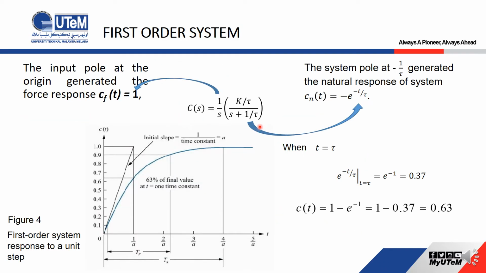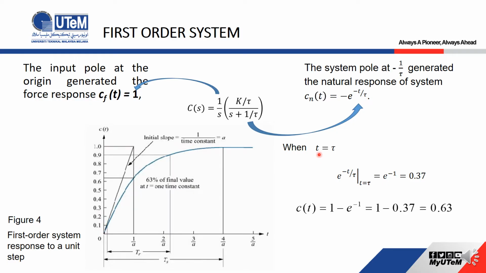Let us return to this equation. Based on the derivation that we have done, the input pole at the origin generates the forced response c_f(t) equal to 1. And the system pole at negative 1 over tau here generates the natural response of the system c_n(t) equal to negative exponential power of negative t over tau.